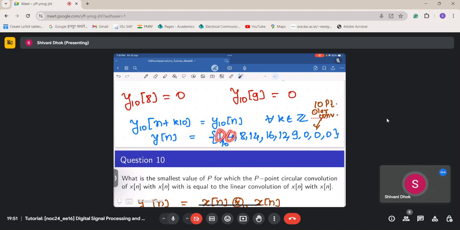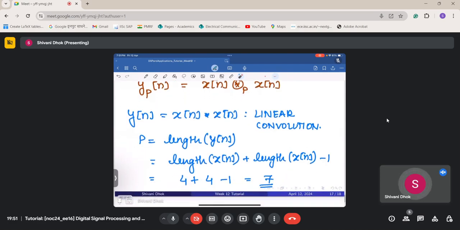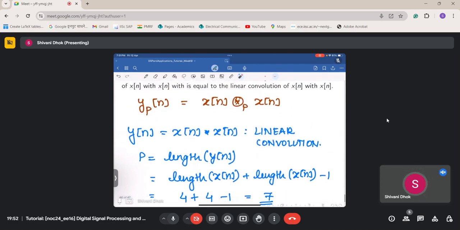So if you observe 1, 2, 3, 4, 5, 6, 7, these first 7 values are simply the linear convolution values of x of n with itself. You can check by performing a linear convolution; you will get these values. If you append more and more zeros, the remaining values will be 0. So the first 7 values were non-zero and the remaining will be 0. So the smallest value of P which gives the circular convolution equivalent to the linear convolution is 7. Is it clear? Any questions in this part?